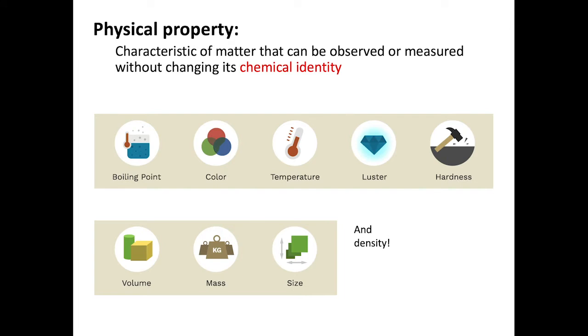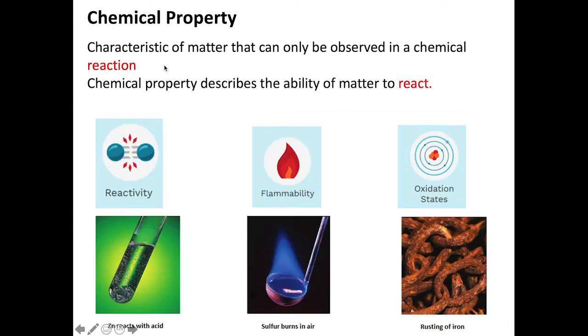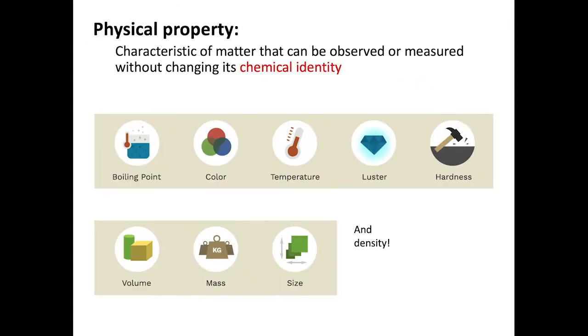When we're talking about matter, we usually talk about two different things. When we're describing it, we talk about the physical properties of that piece of matter, and we also talk about the chemical properties of that piece of matter. Physical properties are characteristics of matter that can be observed or measured without changing its chemical identity. So if I look at a piece of matter, these are my basic observations without doing any sort of chemical reaction that I can observe about it. I could measure what point it boils at. Water boils at 100 degrees Celsius, but gold boils at a different temperature.